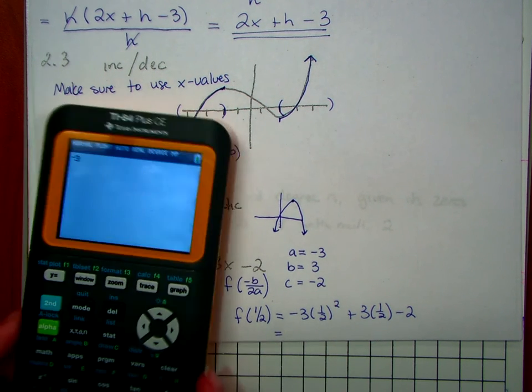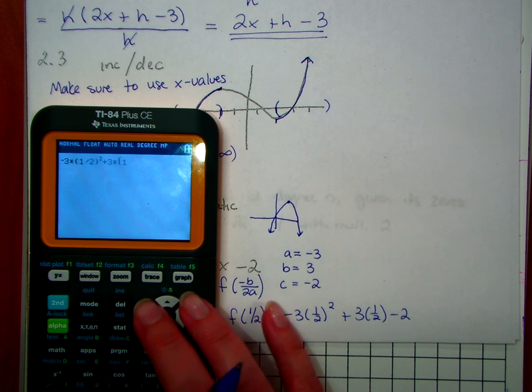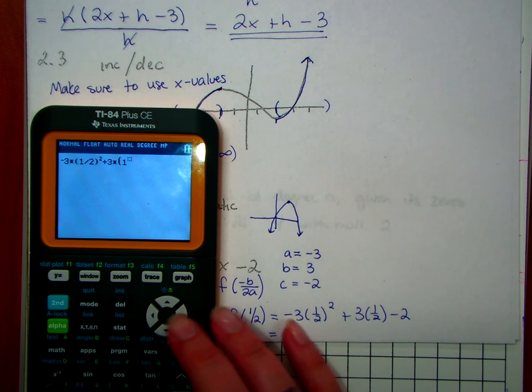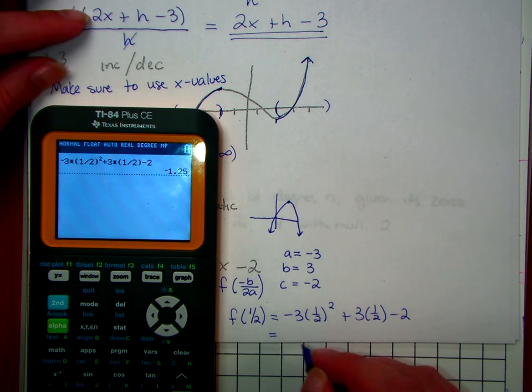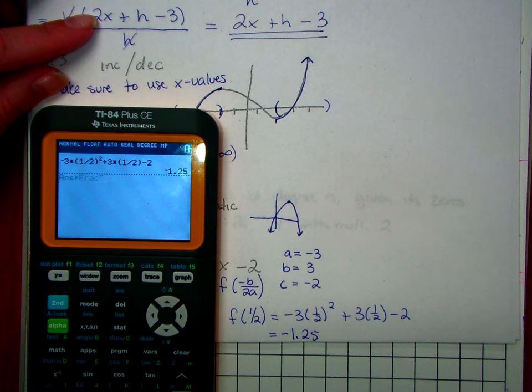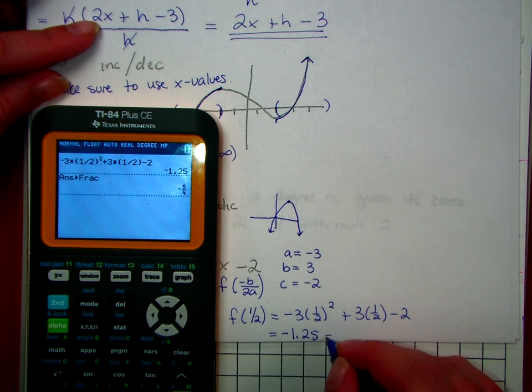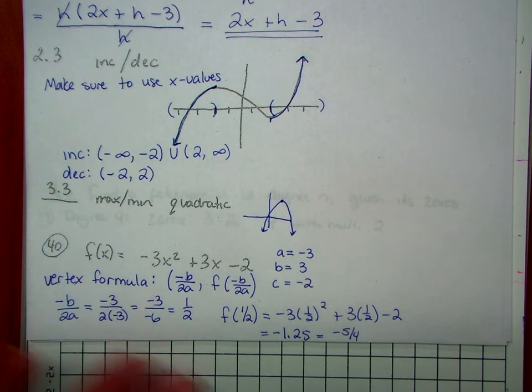Alright, so negative 3 times (1/2) squared plus 3 times 1/2 minus 2 gets us negative 1.25. Okay, let me just change this to a fraction, and we get negative 5/4. Right? So now we have a vertex.